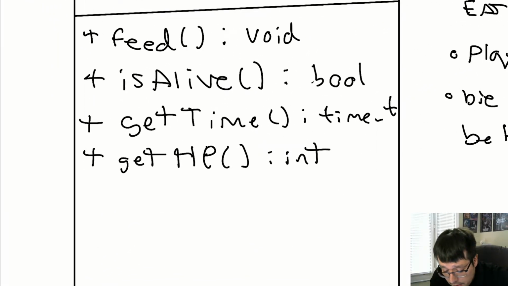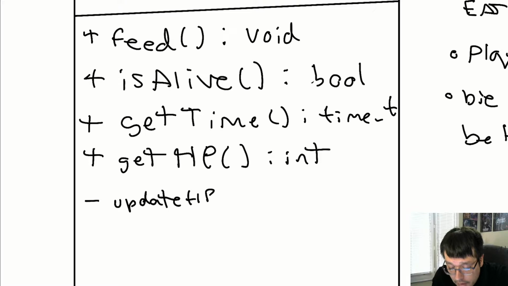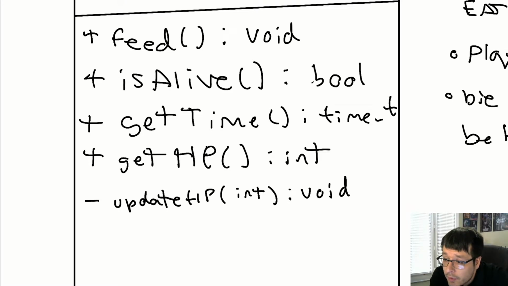Update HP. Yeah, let's do an update HP, but let's make that private because we don't want people to hack in and change the HP. So update HP is going to take an integer and it's going to be a void function. We'll be able to work with user interfaces so we can actually draw the pet and have it on screen.